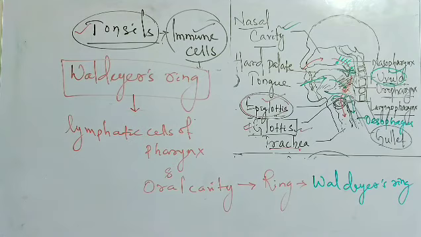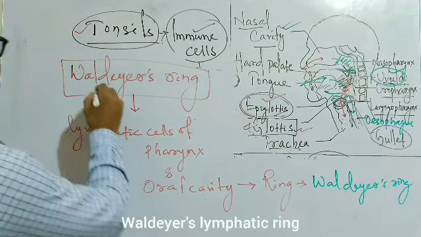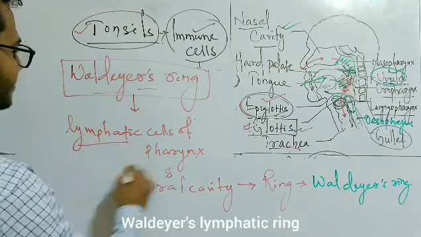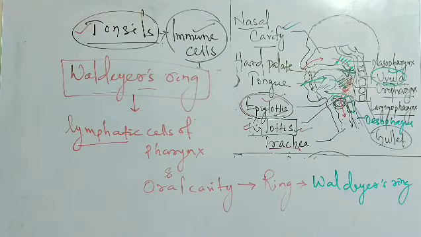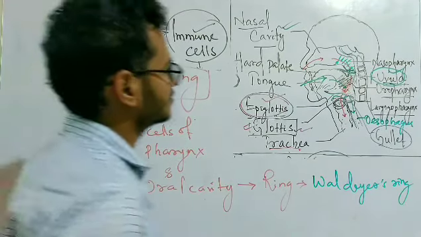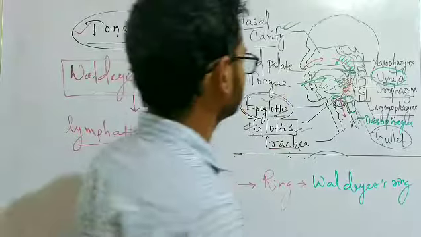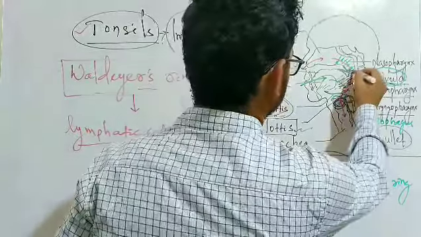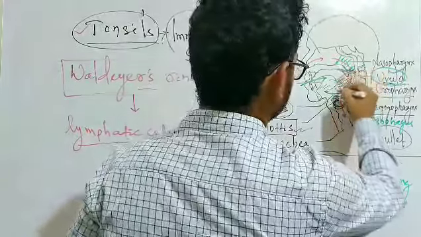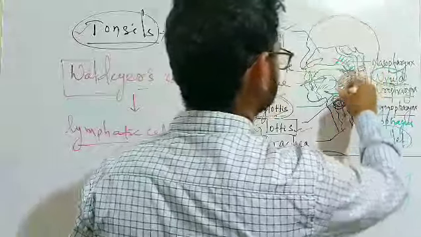Clear? So next, this Waldeyer's ring is a lymphatic ring. It is also called Waldeyer's lymphatic ring, because this ring is formed by the lymphatic cells. Clear? So this ring is present in this area between the nasopharynx and oropharynx. In this area the ring is present.